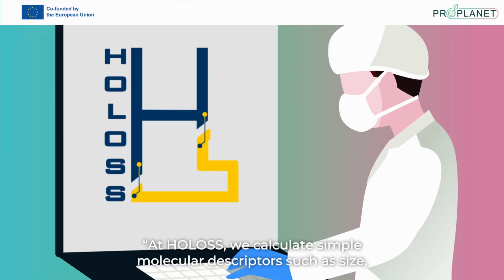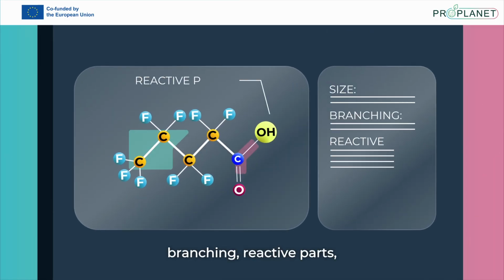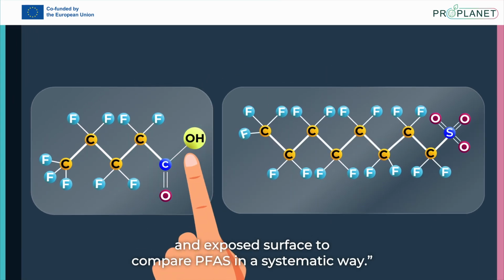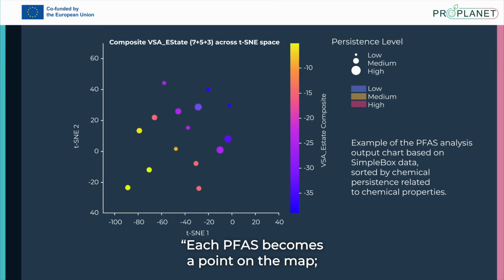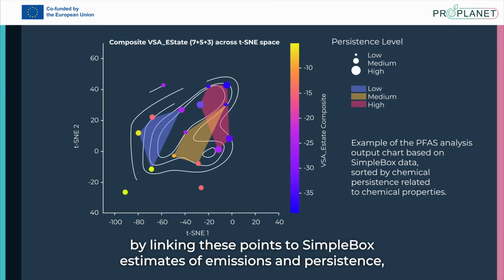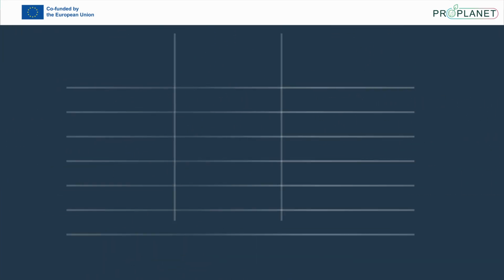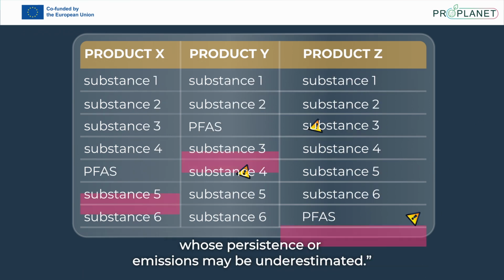At HADEA, we calculate simple molecular descriptors such as size, branching, reactive parts, and exposed surface to compare PFAS in a systematic way. Each PFAS becomes a point on the map. By linking these points to simple box estimates of emissions and persistence, clusters turn into fate-labeled groups that share similar behavior. This gives life cycle assessment a data-driven way to flag substances whose persistence or emissions may be underestimated.